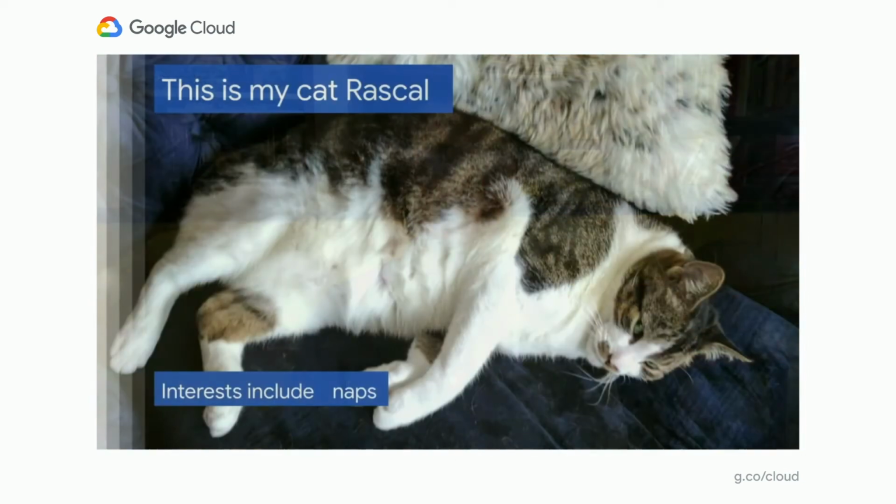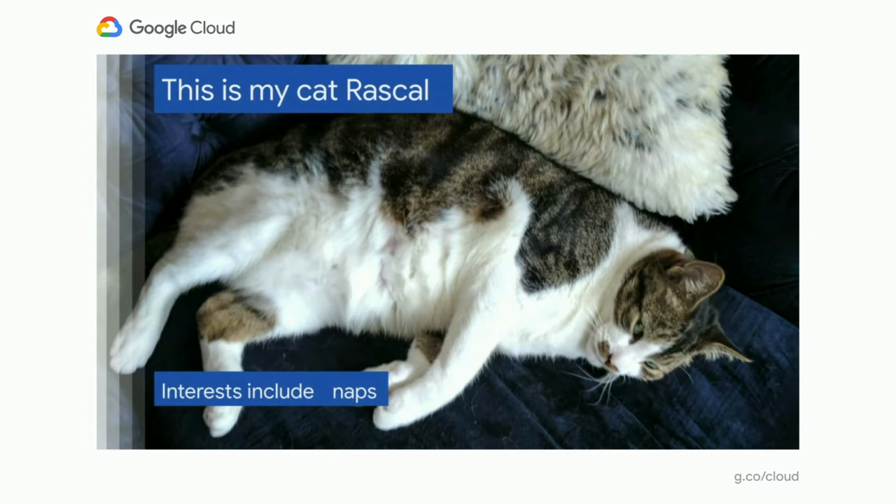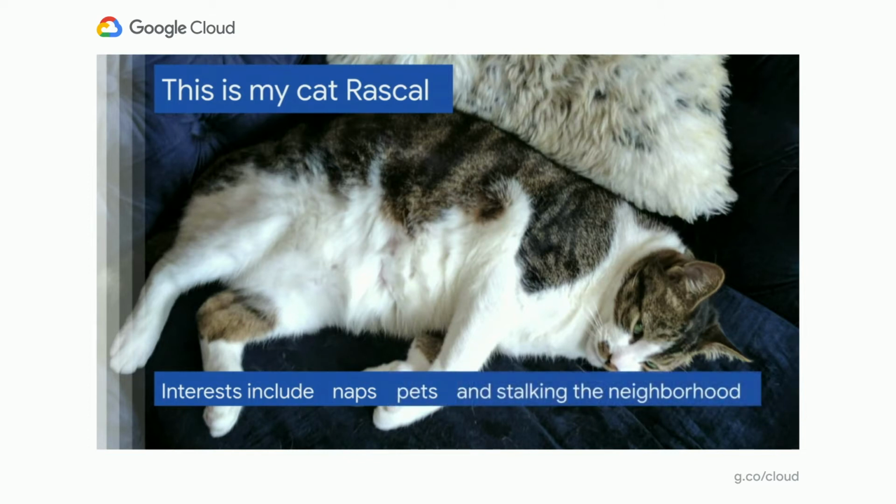Brilliant. So let me illustrate this whole concept through a fictional company. And why not spruce up the administration topic with a little bit of cats? This is actually my cat, Rascal. He's just like any other cat. He's got a lot of personality. His interests really include naps. He really likes being pet. He stalks the neighborhood quite a bit. So those are his primary things in life that he cares about.